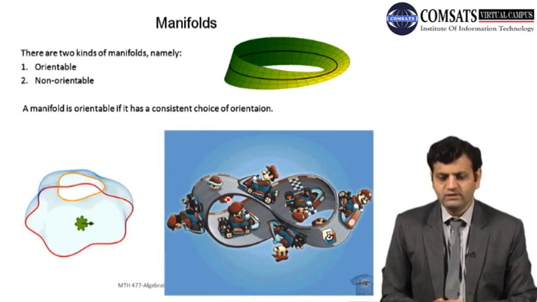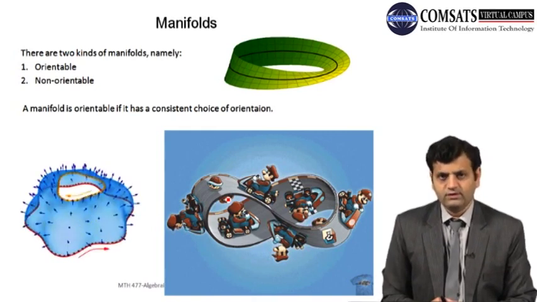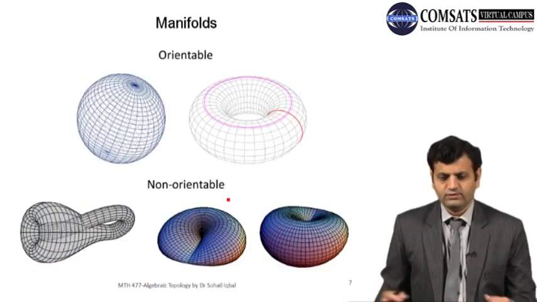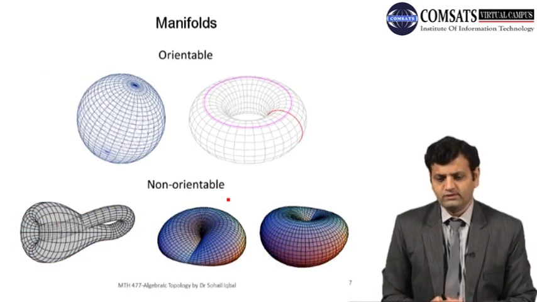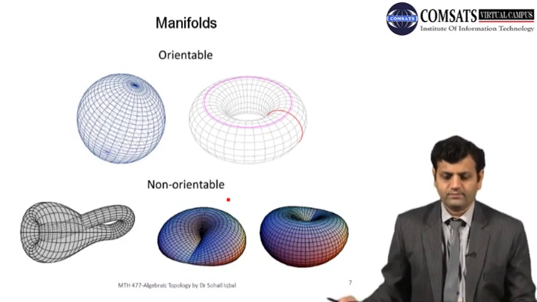So Mobius strip is an example of a non-orientable manifold, and for example, a sphere is an example of an orientable manifold. As I said earlier, a sphere is going to be orientable. Similarly, torus is an orientable 2-manifold, and Klein bottle is a non-orientable 2-manifold, and similarly real projective plane is also a non-orientable 2-manifold.